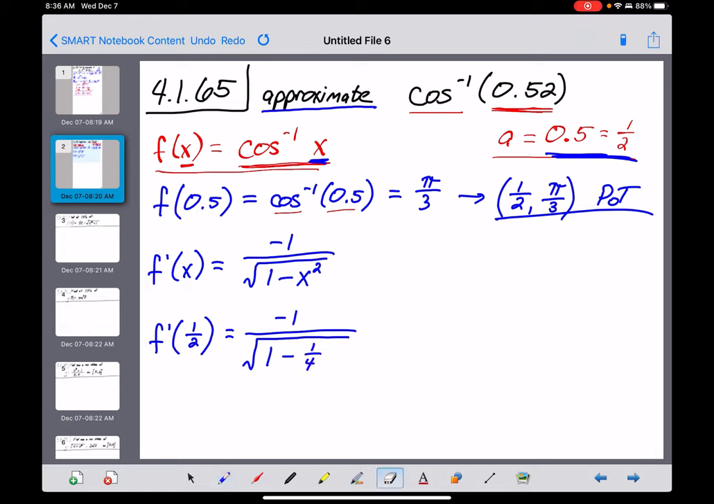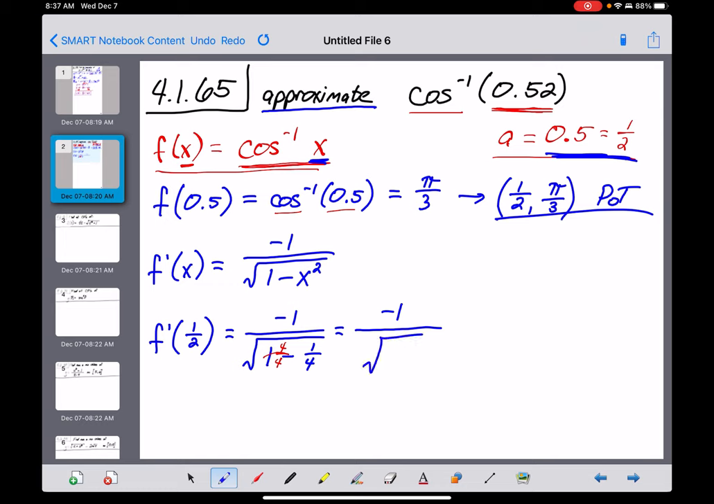Now, why did I prefer it written that way? Fractions are much easier to deal with here. Let's see if you can figure out what I mean. -1 over, and what's going on here, guys? Now, I'm going to change that 1 into a 4 over 4. And 4/4 minus 1/4 is 3/4.